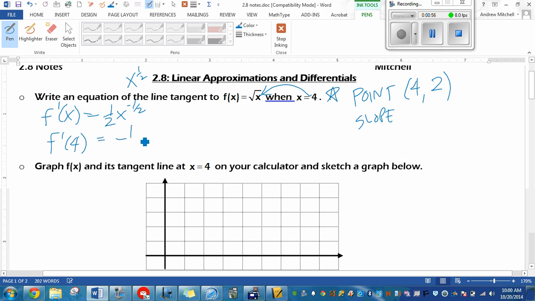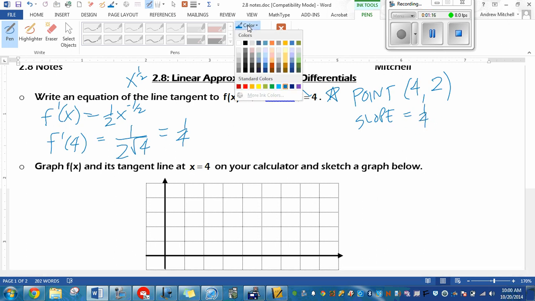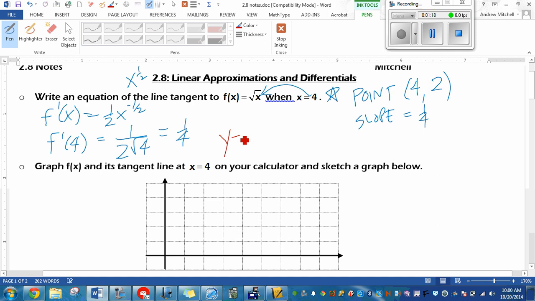So we end up with 1 over 2 times square root of x. So in this case, square root of 4, because that x to the negative 1/2 can be written as square root of x in the denominator. And we end up with 1 over 2 times 2, or 1/4. So our equation for this one would be y minus 2 equals 1/4 times x minus 4. So there's our tangent line to that function at that point.